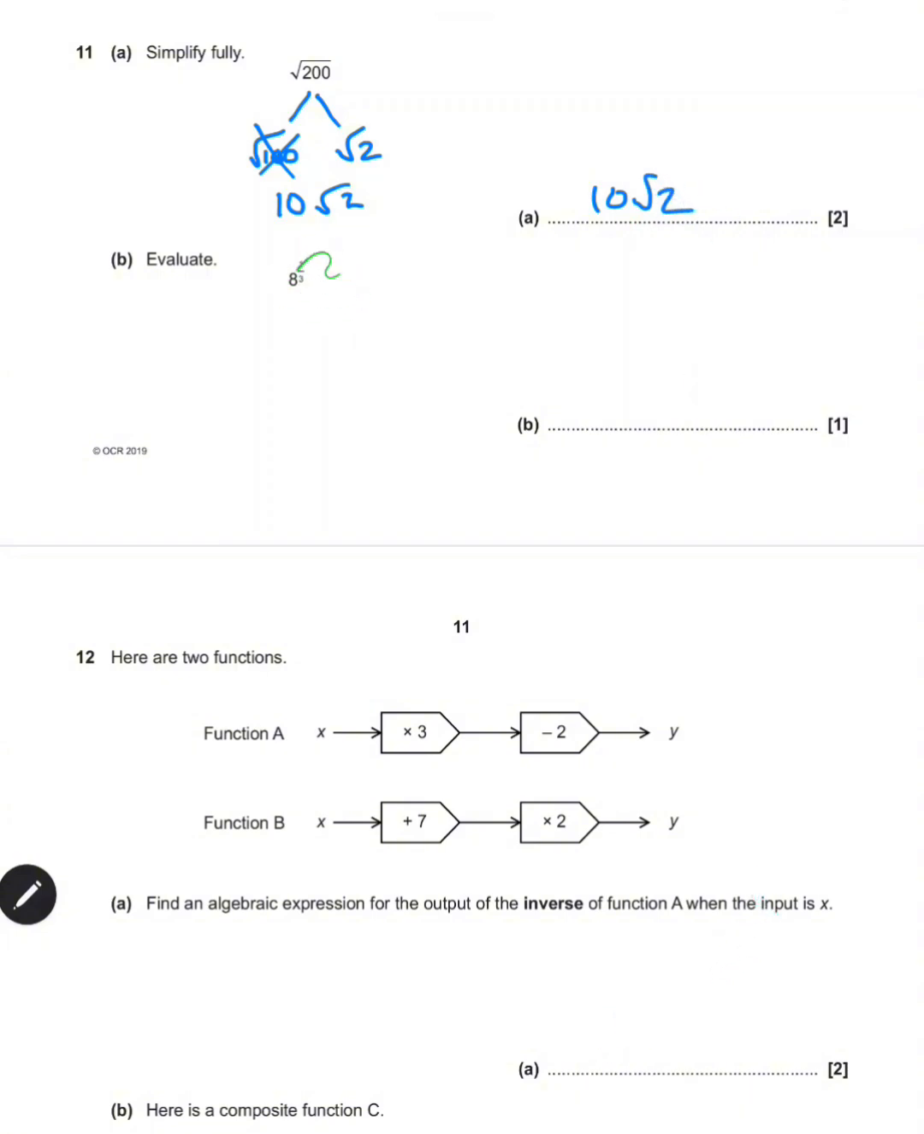Part B says to evaluate, which means to work out 8 to the power of a third. Well, 8 to the power of a third is the cube root of 8. Something times itself 3 times gives me 8. The cube root of 8 is 2. 2 times 2 is 4. Times 2 again is 8.